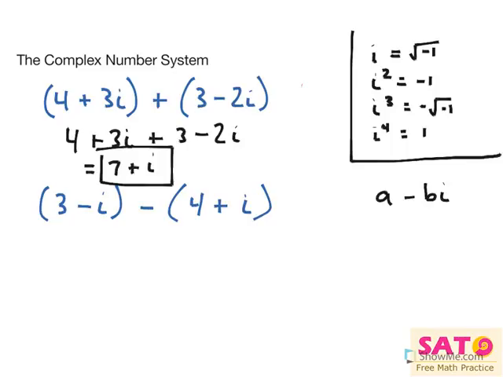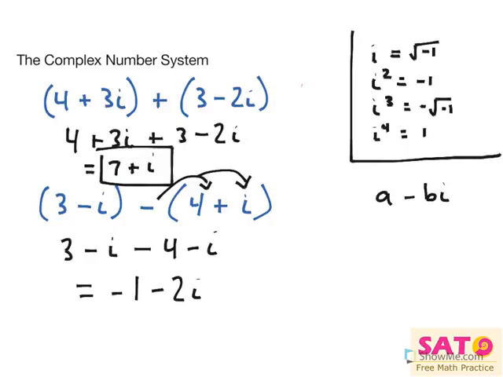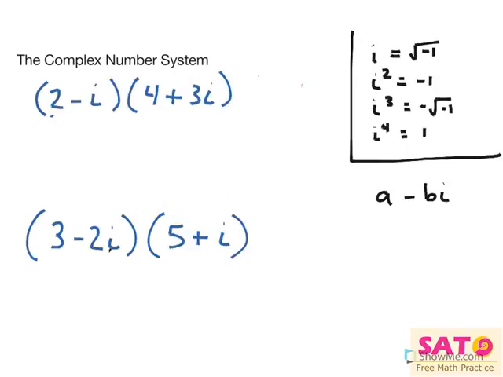So same thing for negatives, don't forget to distribute the negative to each side. And (3 minus i) minus (4 minus i) equals -1 minus 2i. Let's move on here.